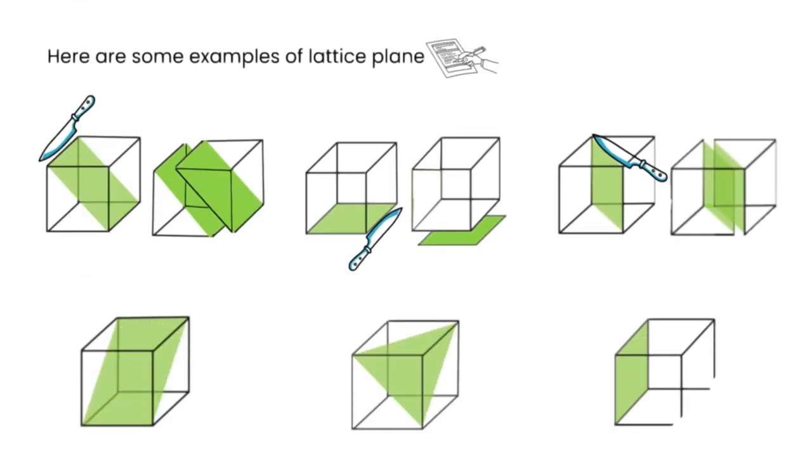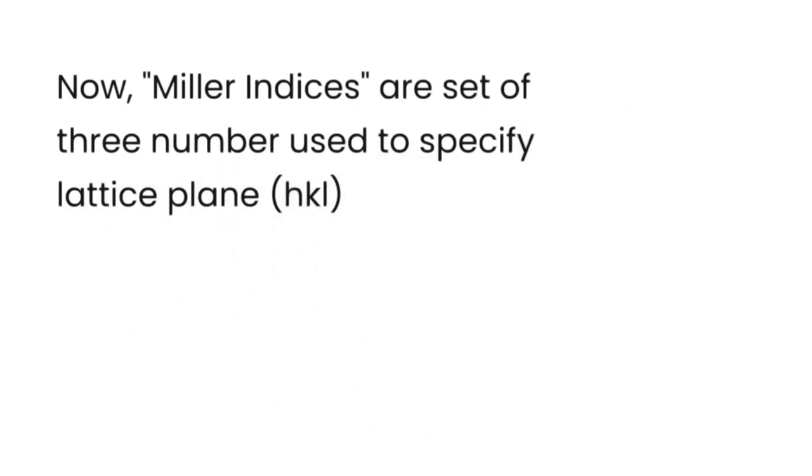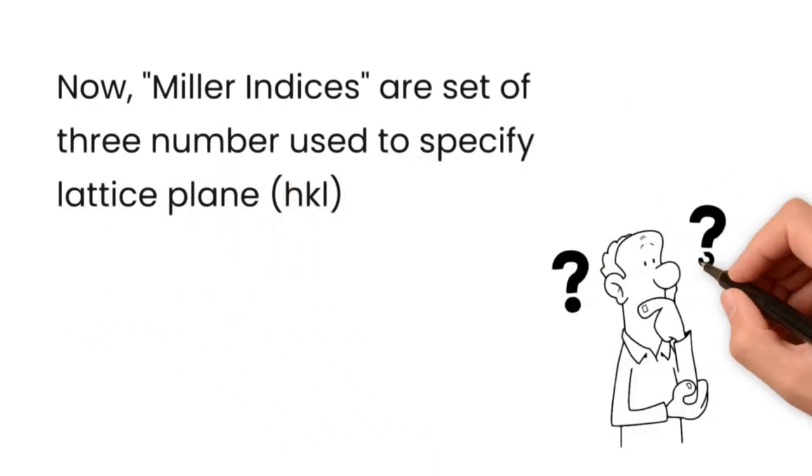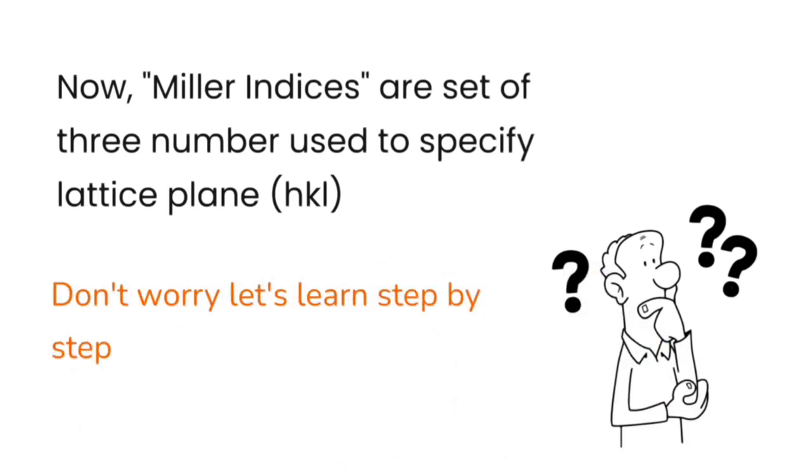Here are other examples. Now, Miller indices are a set of 3 numbers used to specify a lattice plane, which are written in the form of HKL. Confused about it? Don't worry, let's learn step by step.